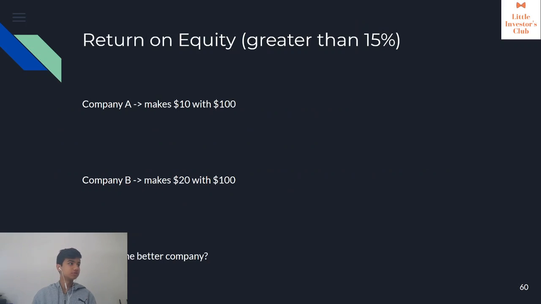Just an example: let's say company A makes $10 from the $100 of equity that they're given, and company B makes $20 with the $100 of equity they're given. We can see company A has a return on equity of 10%, and company B has a return on equity of 20%. So company B is making better use of their money because they have a higher return on equity. A return on equity greater than 15% is good, and the higher the return on equity, the better. So that's a more in-depth analysis of what return on equity is, what it means, and how it's calculated.